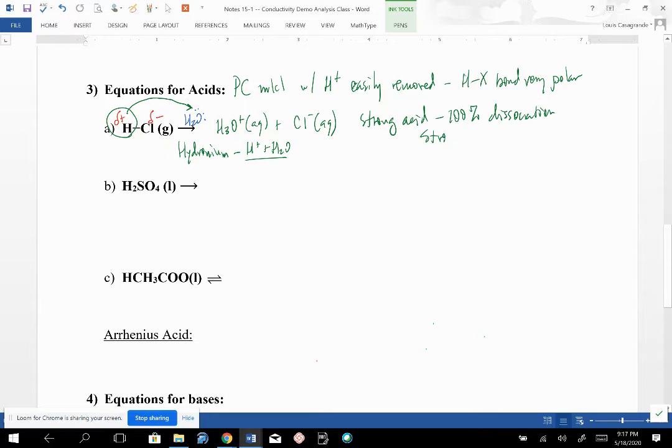And so when we had the light bulb in here, it glowed very, very brightly. Lots of ions. Sulfuric acid does the same thing.